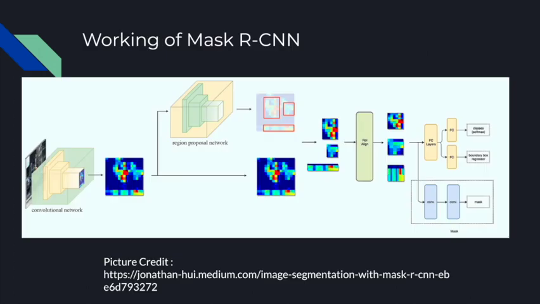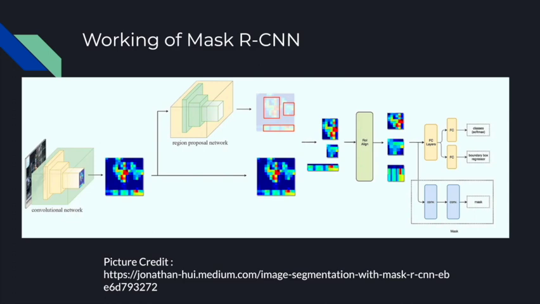Here is a high-level overview of how Mask RCNN works. Firstly, the backbone network. Mask RCNN starts with a backbone network such as ResNet or VGG, which is responsible for extracting high-level features from the input image. The backbone network typically consists of multiple convolution layers and is pre-trained on a large dataset such as ImageNet to learn generic visual representations.